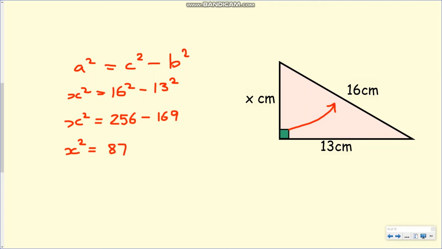Already alarm bells are ringing in my head because 87 is not a square number that I know. I don't think it is a square number. To get my x value, I'm going to do the square root of 87. And right enough, in my calculator, I get a long string of numbers, a big long decimal number. So I'm going to just round to 2 decimal places. My answer is 9.33 centimeters to 2 decimal places.